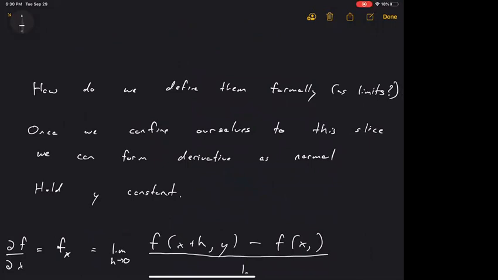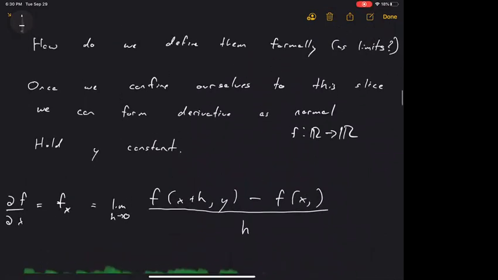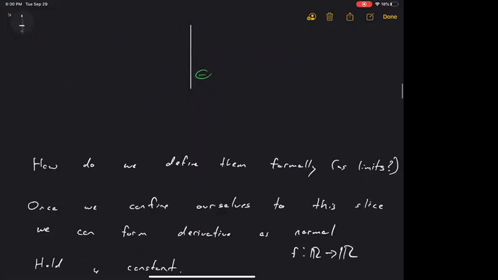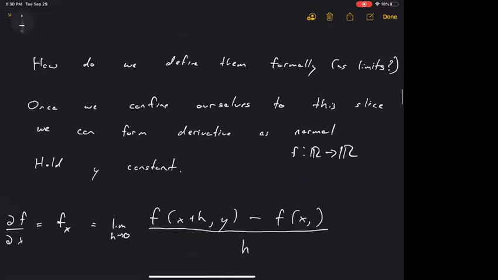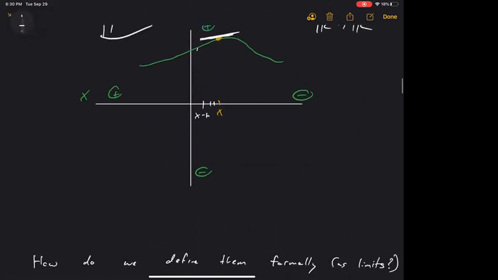Okay. Once we confine ourselves to this slice, we can form that derivative as normal, meaning, for functions of this form that we're used to. So what we're doing, okay, remember that everywhere in this plane, we're working in the plane y equals 2 for our example, right? But the point is, in this plane, y is constant. Okay, so y doesn't change. So this limit I'm considering, and remember what this curve is, this is a slice of f(x, y), right?